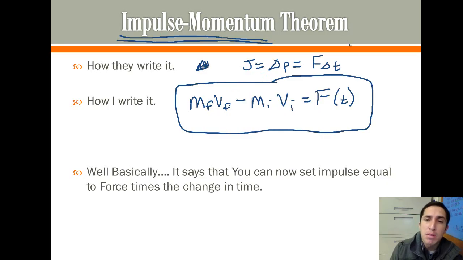And the impulse momentum theorem basically says that now you can set the impulse equation equal to force times time. By the way, I put "basically" because it's a thing in class that we talk about, like words that I don't like. Oh, basically is one of those words. Bang bang, that I don't like.